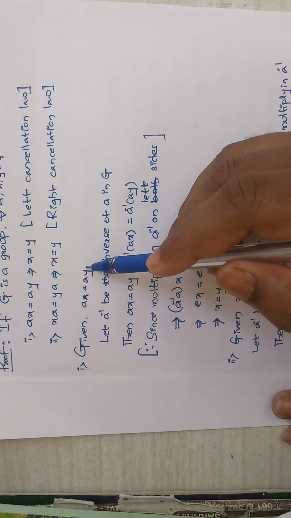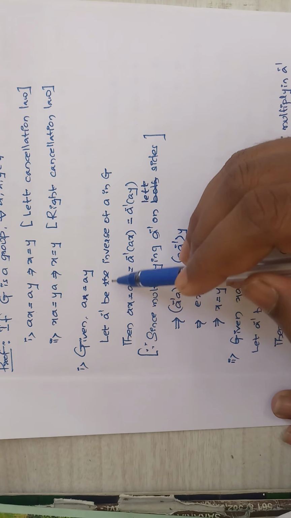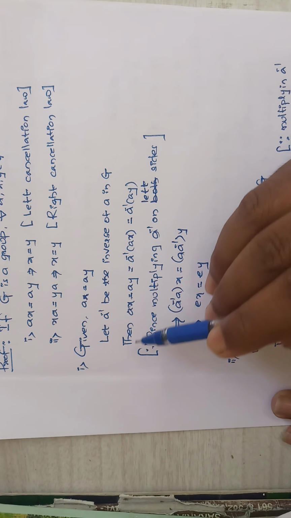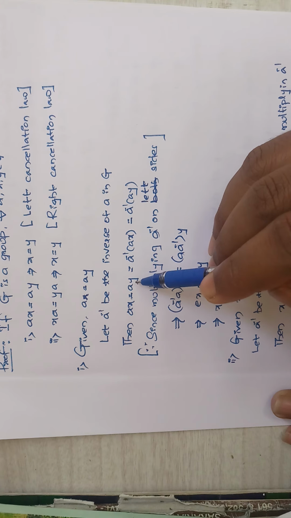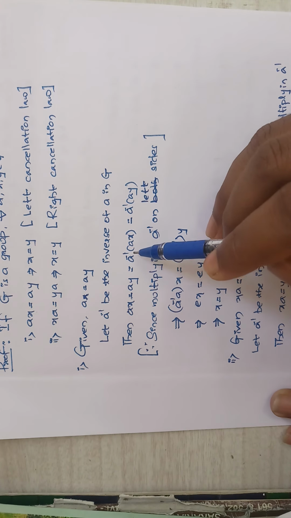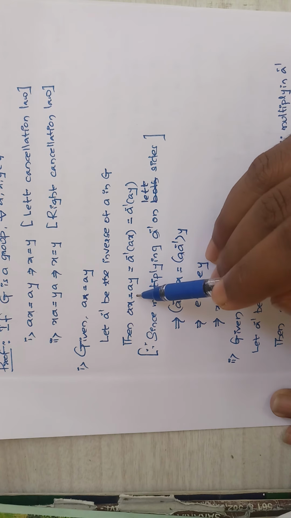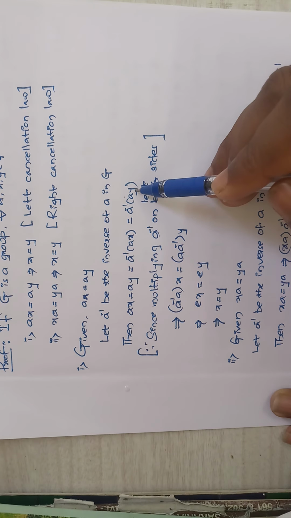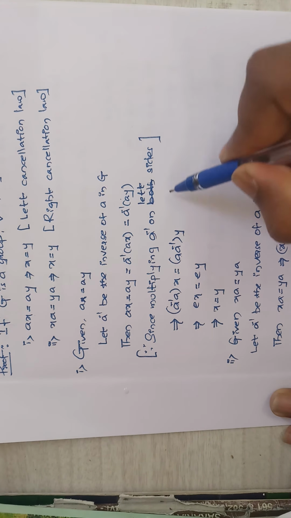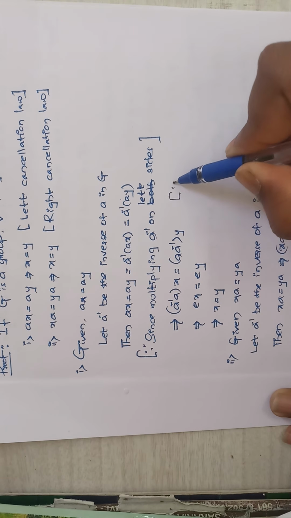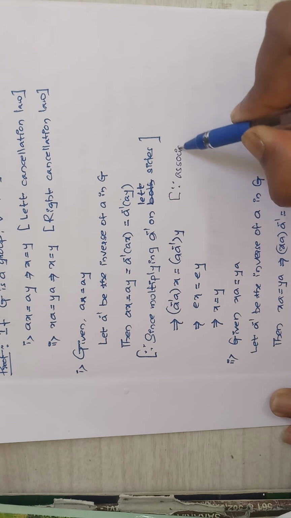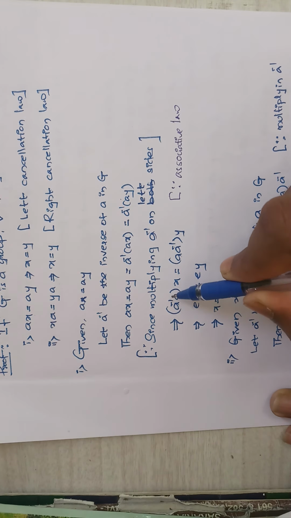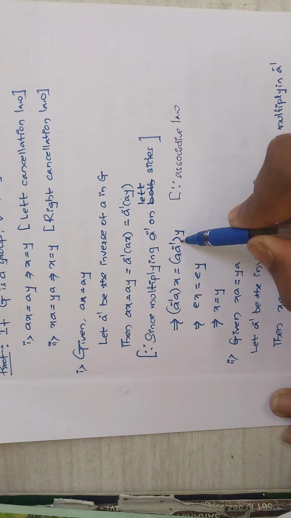Given ax is equal to ay, let A inverse be the inverse of A in G. Then I write ax is equal to ay. Later I multiply A inverse on both sides, so it becomes A inverse into ax is equal to A inverse into ay. Using the associative law, I can write this as A inverse into A into x is equal to A inverse into A into y.